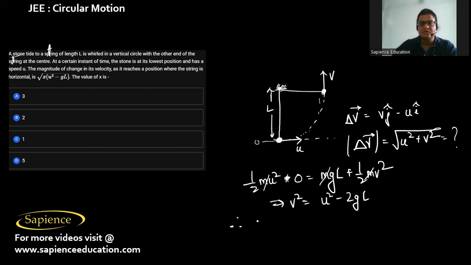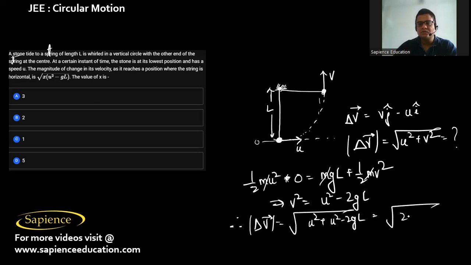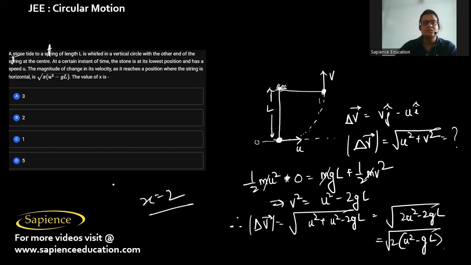So therefore, the magnitude of the change in velocity will be equal to the square root of u square plus u square minus 2gl. So this will be square root of 2u square minus 2gl. So this will be square root of 2 into u square minus gl. So therefore, the value of x will be 2. So option B is the correct answer.